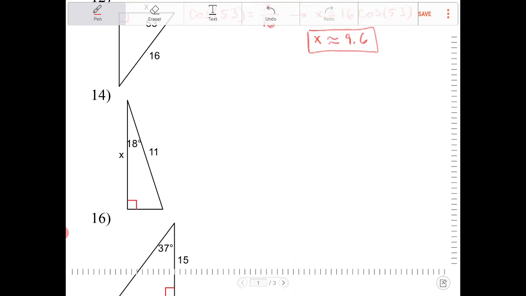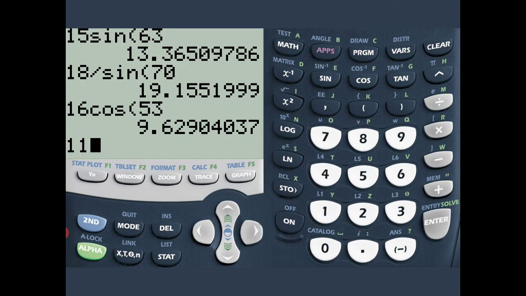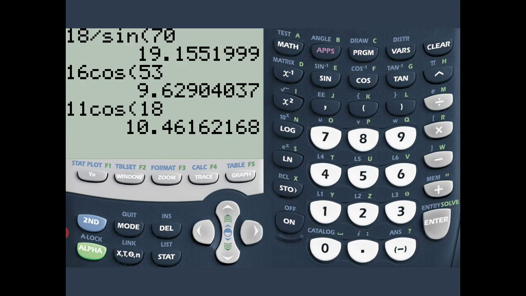Number 14. Okay. So I have x is adjacent to 18 and 11 is the hypotenuse. So I want to use cosine is equal to x over 11. I want to cross multiply. So 11 cosine of 18. X therefore is approximately equal to 10.5.